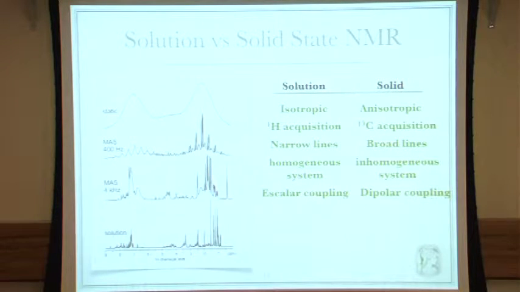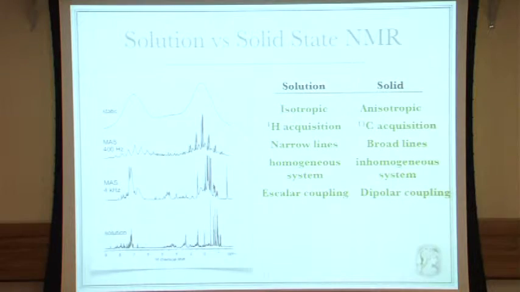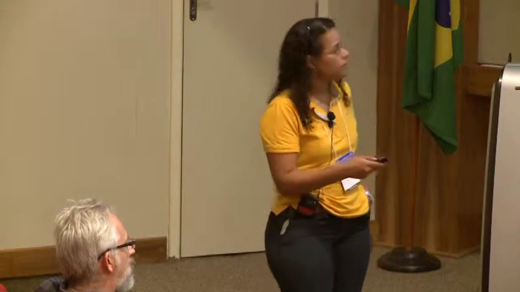That is not so magnetic as proton, and the sensitivity is really low in comparison to proton. So for instance, one experiment that I can do in 30 minutes using proton acquisition, maybe I need 24 hours using carbons. The lines are really narrow in relation to solid state, but a bit broad in relation to solution. And you can work with homogeneous and inhomogeneous systems using solution. Of course, the resolution will depend on the heterogeneity of your system.